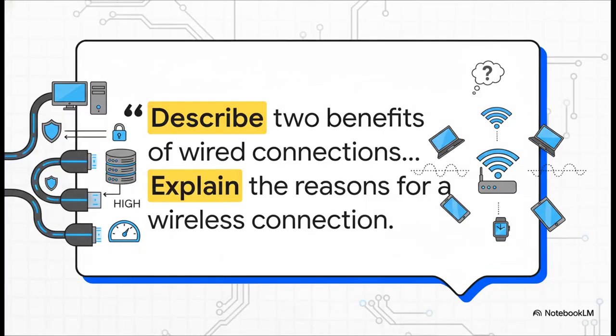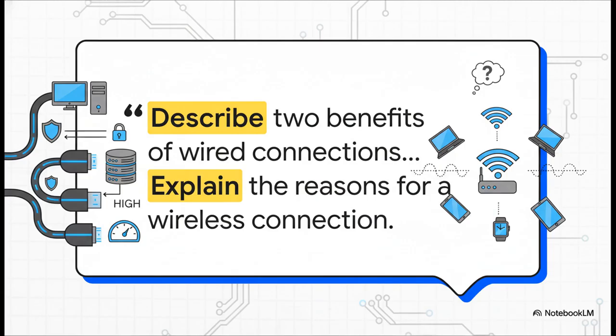Take a look here. The question has two very distinct parts. First, it says, describe 2 benefits of using wired connections. Then it says, explain the reasons why the airport needs wireless too. Now, describe and explain. They are not the same thing.